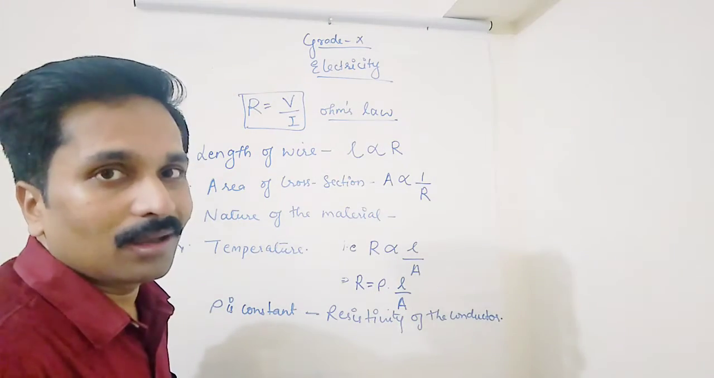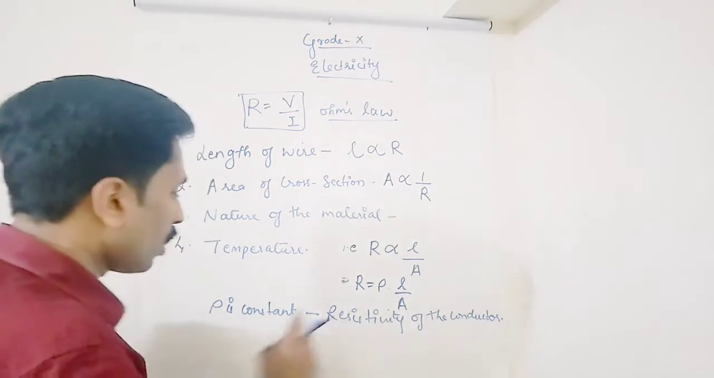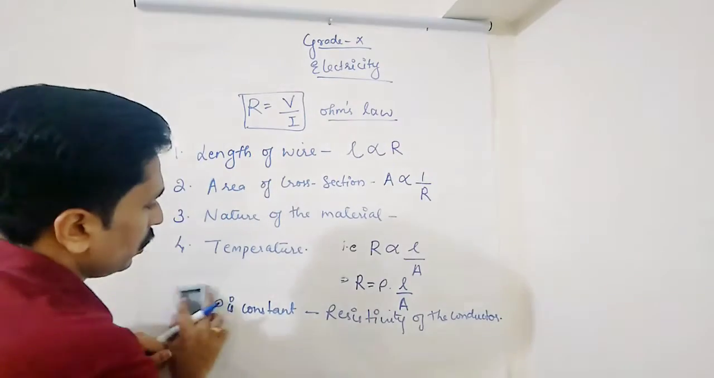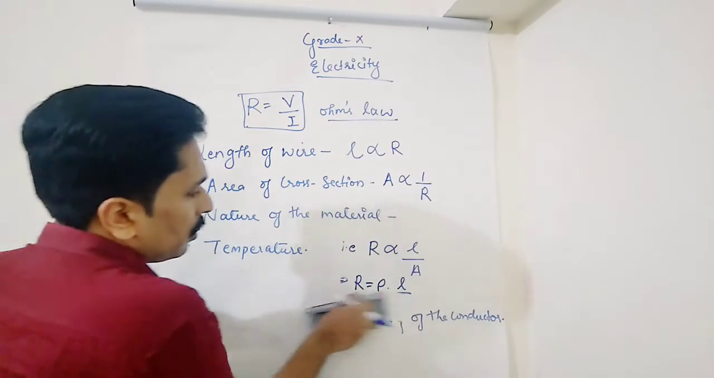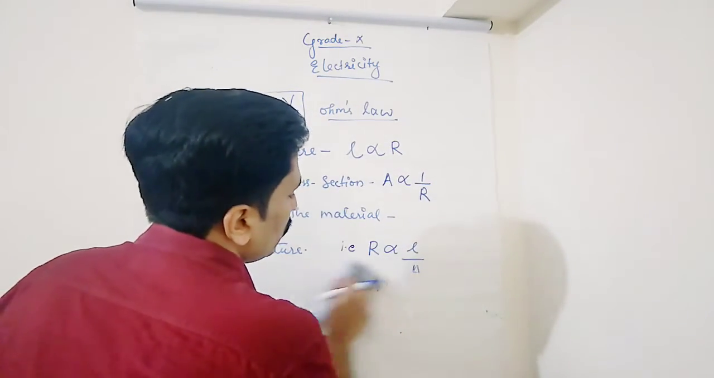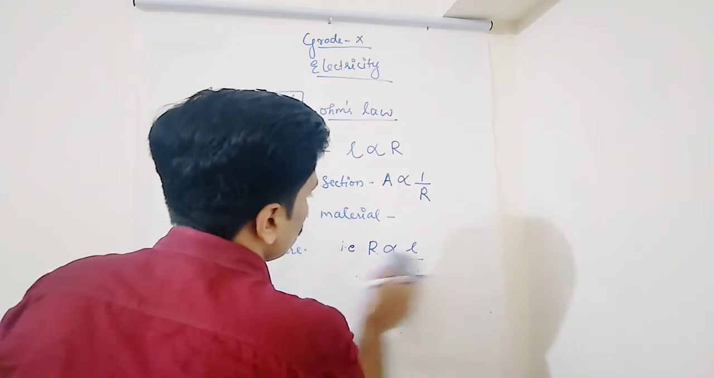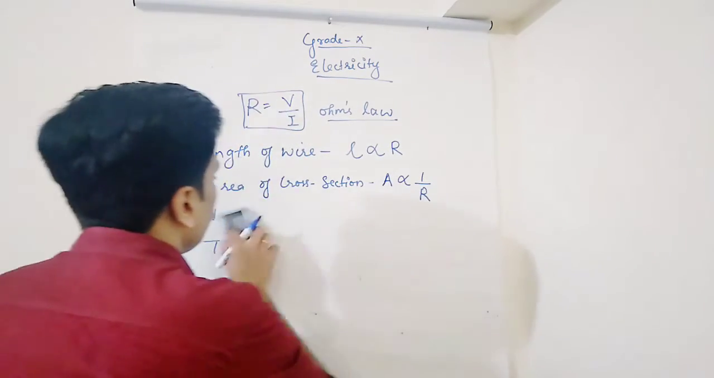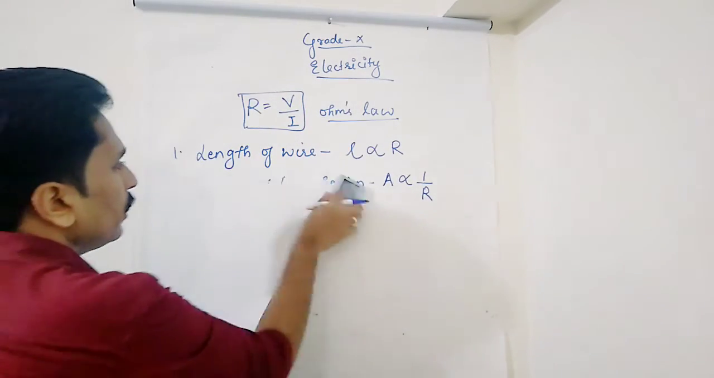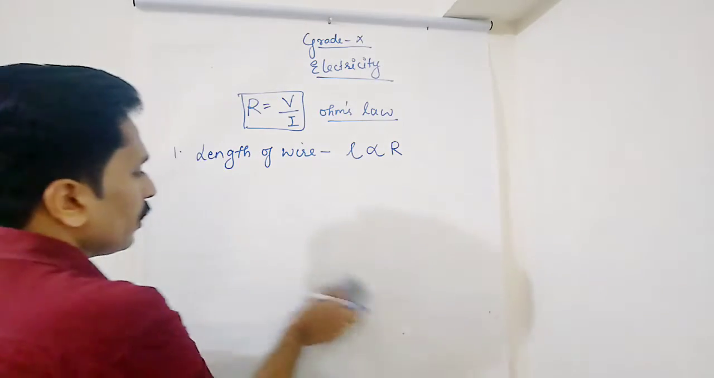and rho is known as the resistivity of the conductor. So what is resistivity? Resistivity means it is the resistance in unit area. It is the resistance in unit area.